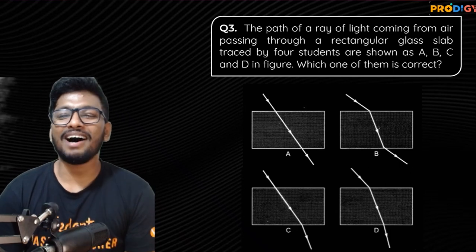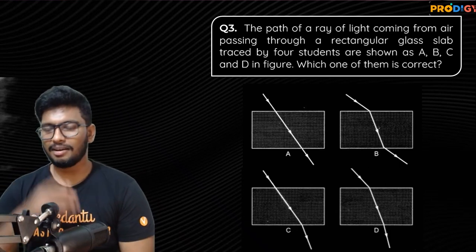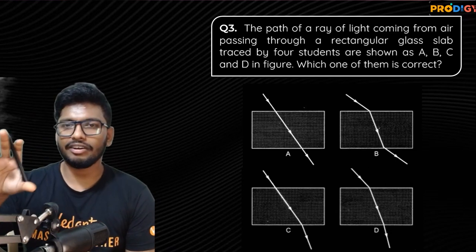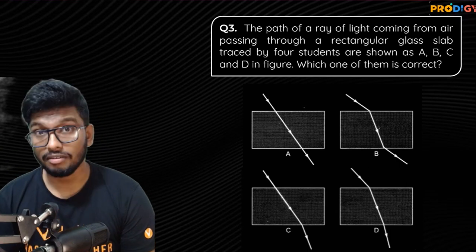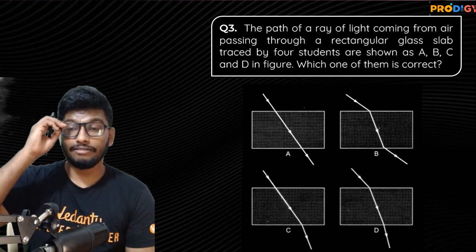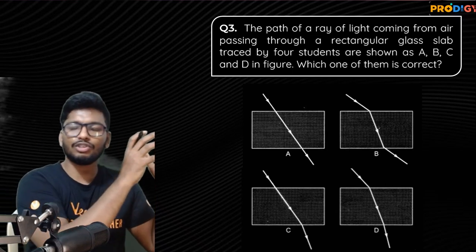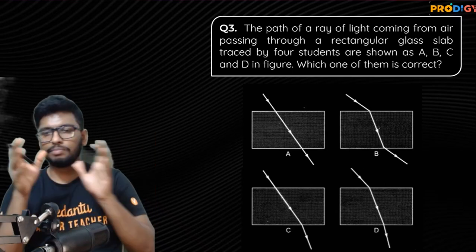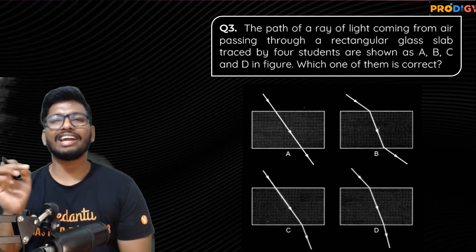Next one. The path of a ray of light coming from air passing through a rectangular glass slab. Imagine a ray of light incident on a rectangular glass slab. Four students are tracing the path of this, and they've made it as A, B, C, and D. One student has traced the path as A, one as B, one as C, and one as D. Which of them is the correct figure?